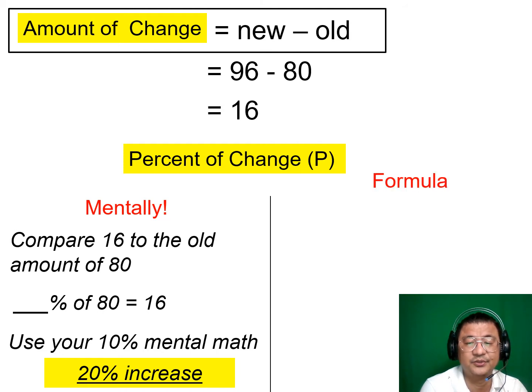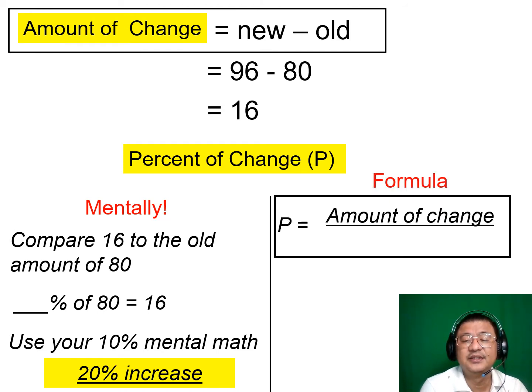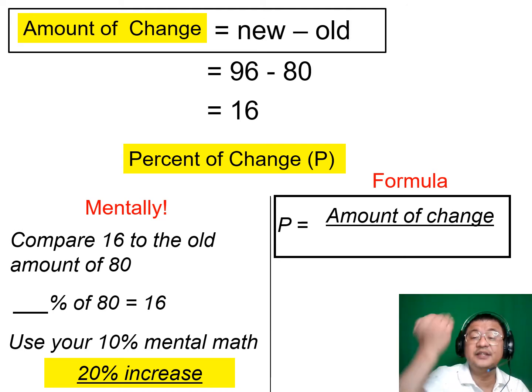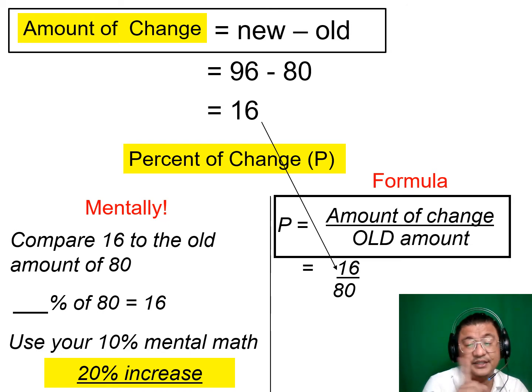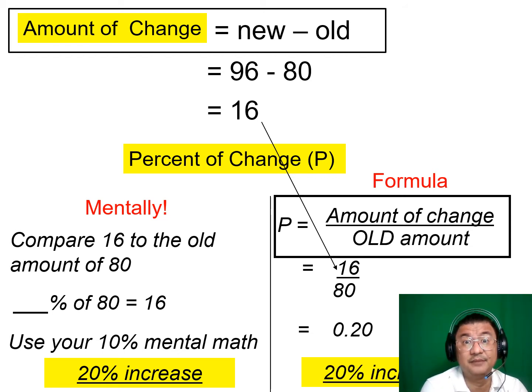Suppose you can't do things mentally like this, what will you do with that 16? Okay, this is what you're going to do. The formula is the amount of change, which is 16, divided always by the old amount, not the new amount, the previous amount, because you're always comparing with the old amount. That's the whole number it came from. So 16 divided by the previous one, which is 80. Don't use 96, use 80. So if you divide that, you'll get a decimal point 20. Change it to percent to the right, that becomes 20% increase. So remember that? Subtract first, then divide by the original number.